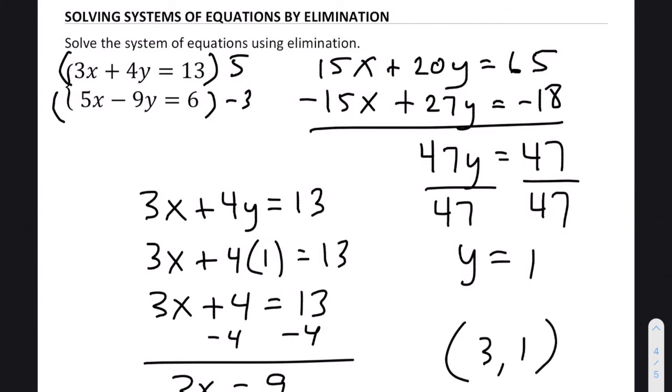And we can do a little quick math here in our heads and say, all right, 3 times 3 is 9, 4 times 1 is 4, so 9 plus 4 is 13. And then 3 times 5 is 15, 9 times 1 is 9, so 15 minus 9 is 6. So we can do that quick math in our head to be able to figure out that the 3, 1 is the correct answer.